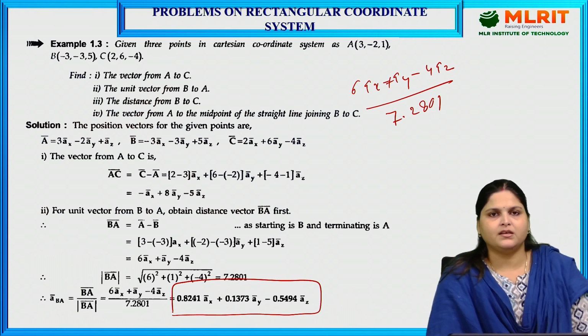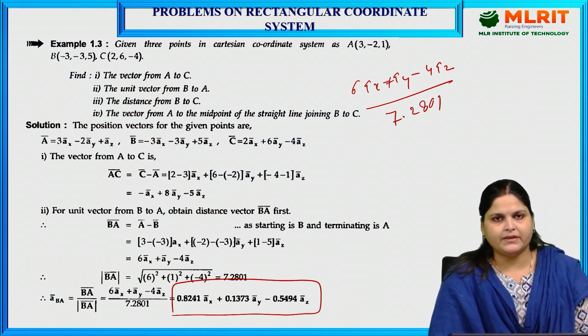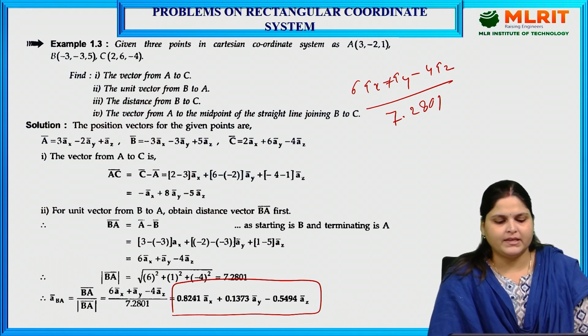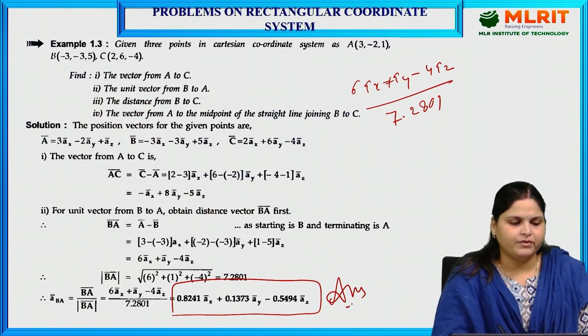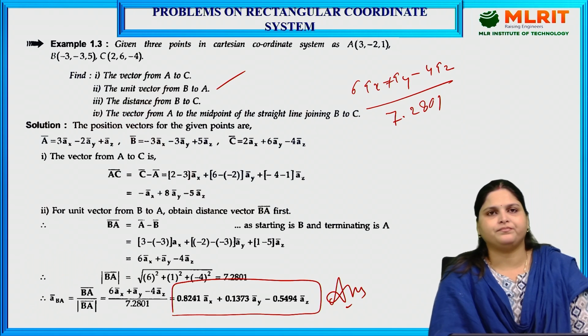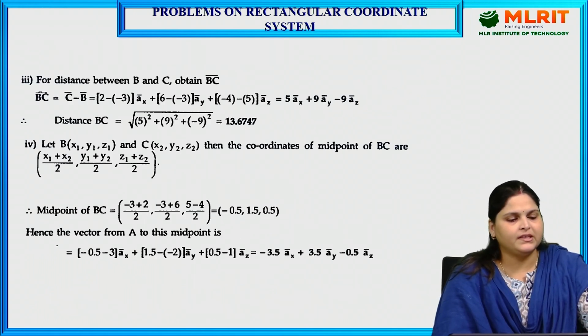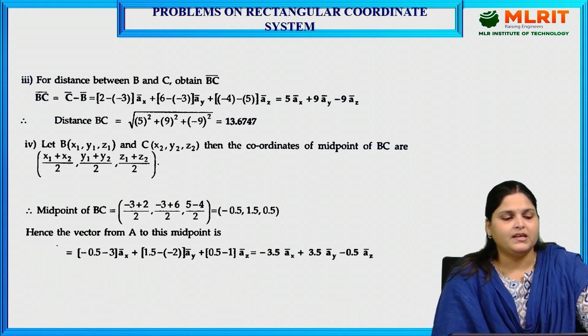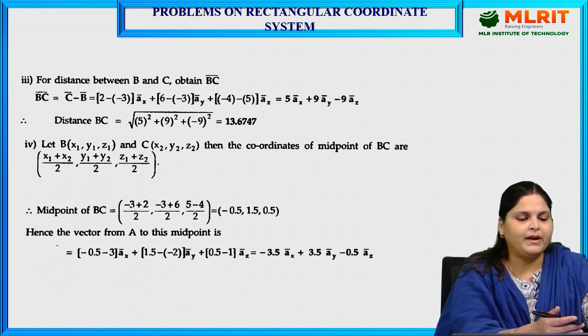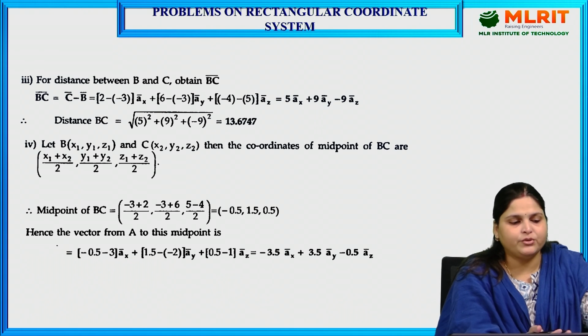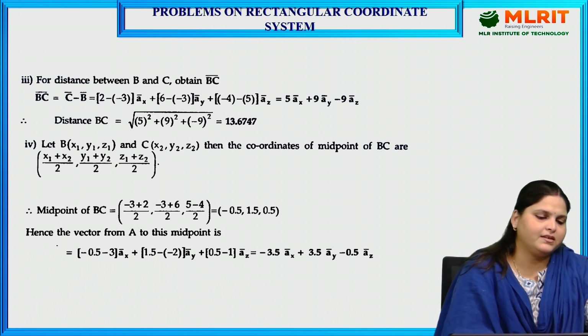0.8241 AX plus 0.1373 AY minus 0.5494 AZ. This is the answer of second question. Now we need to find out the distance between these two, right? So as I said, we can find out by taking mod of this, right? But that will be magnitude, which is nothing but the distance, right?